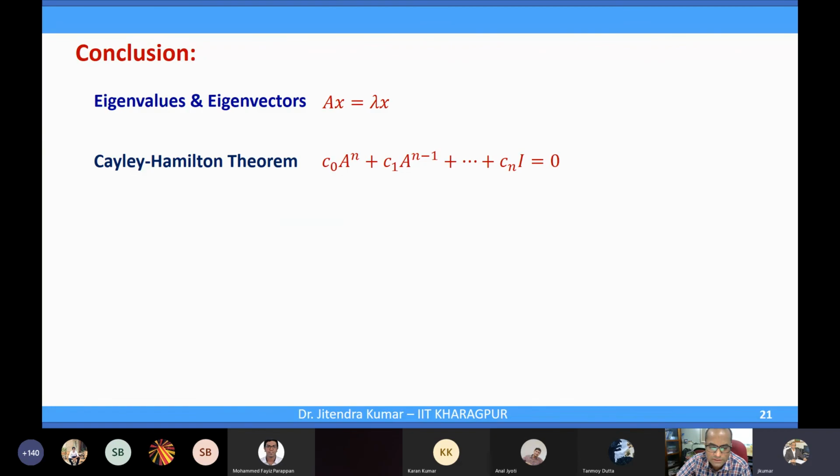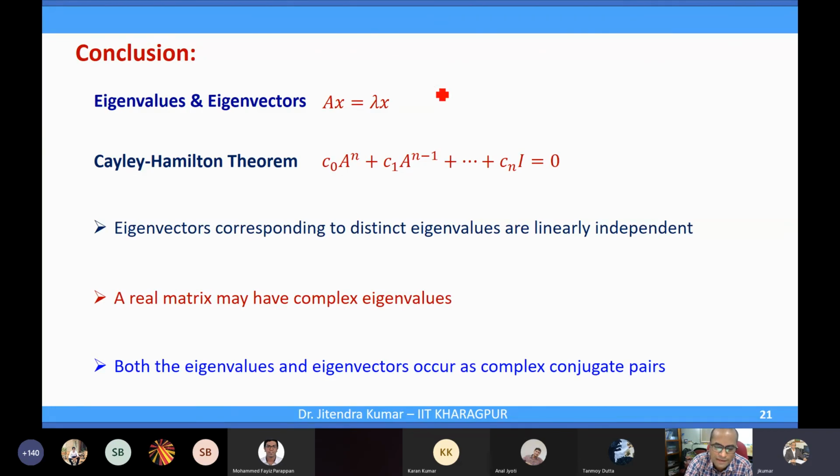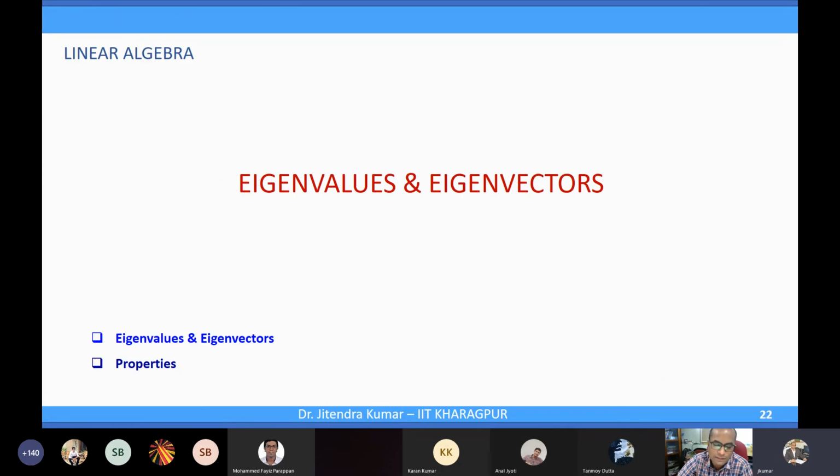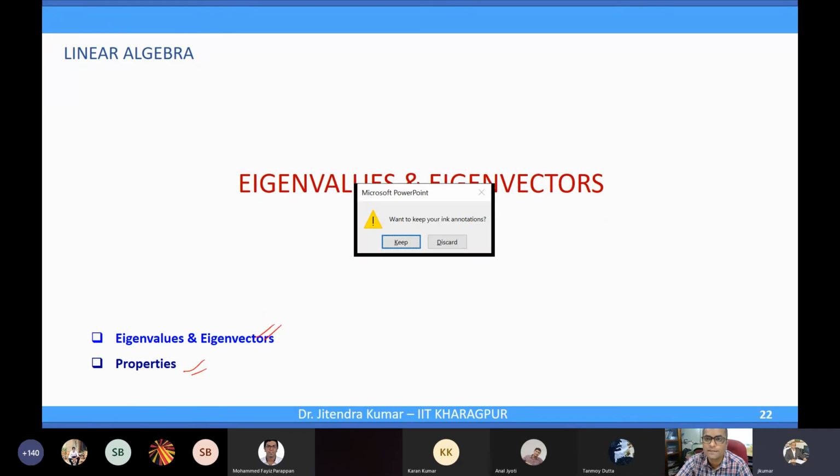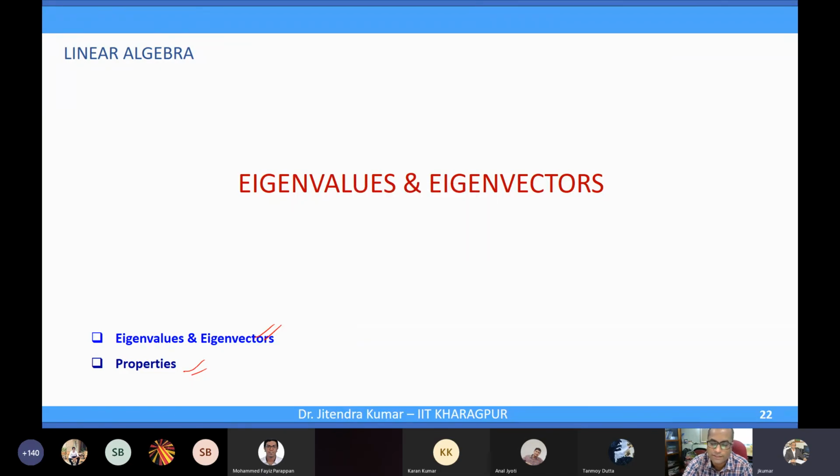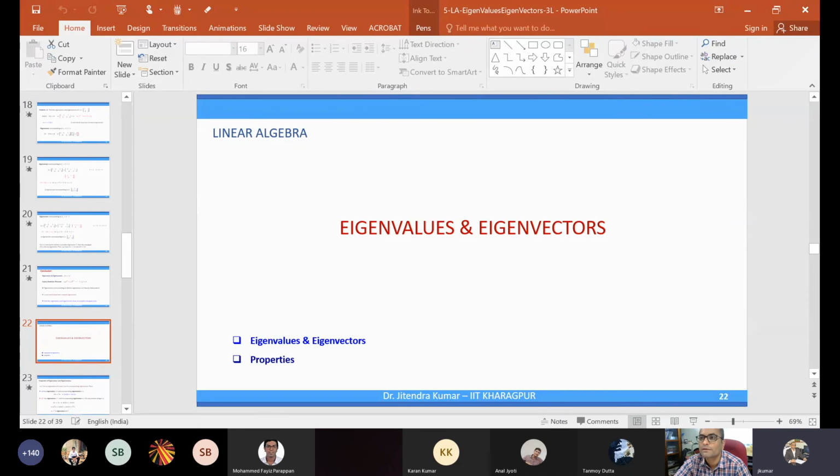Fine. So this is what we have learned: how to find the eigenvalues and how to find the eigenvectors. For a given matrix, we can compute eigenvalues and its eigenvectors. In the next part, we will learn some properties of eigenvalues and eigenvectors. Maybe I have a small quiz for you, based just on the computation of eigenvalues and eigenvectors, which you can practice.